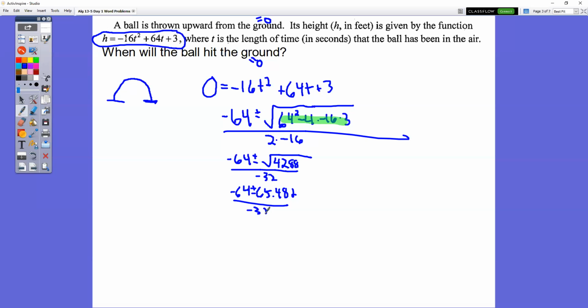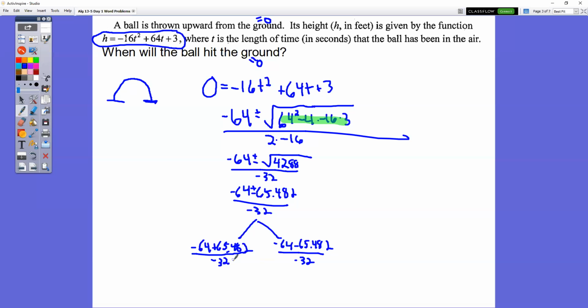Divide by negative 32. So now we want to split it. So negative 64 plus that decimal, and negative 64 minus that decimal, all over negative 32. Type those right into the calculator. All right, this plus this, hit equals, and then divide by negative 32. This minus this, hit equals, and then divide by negative 32.